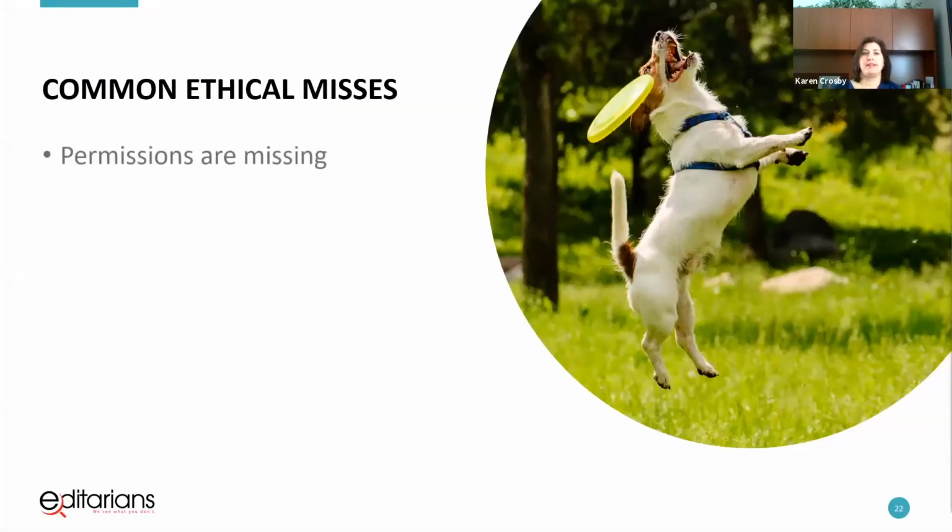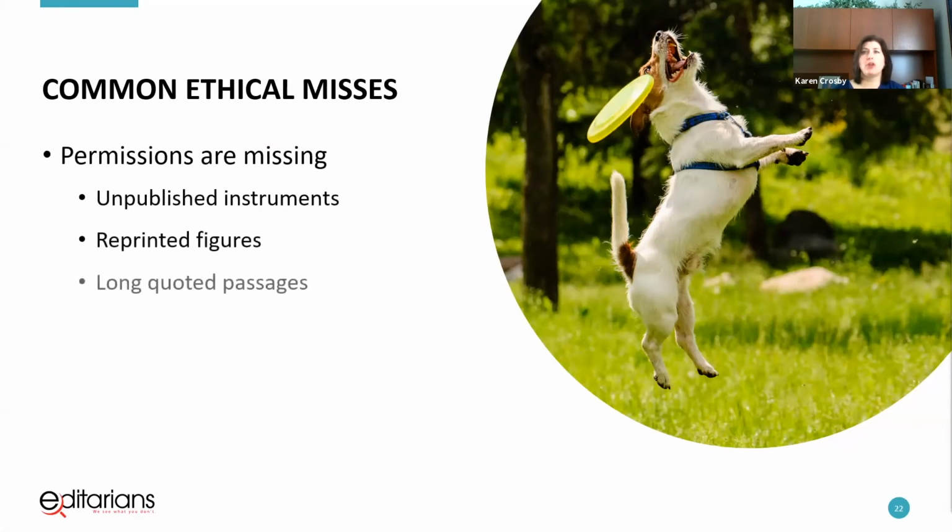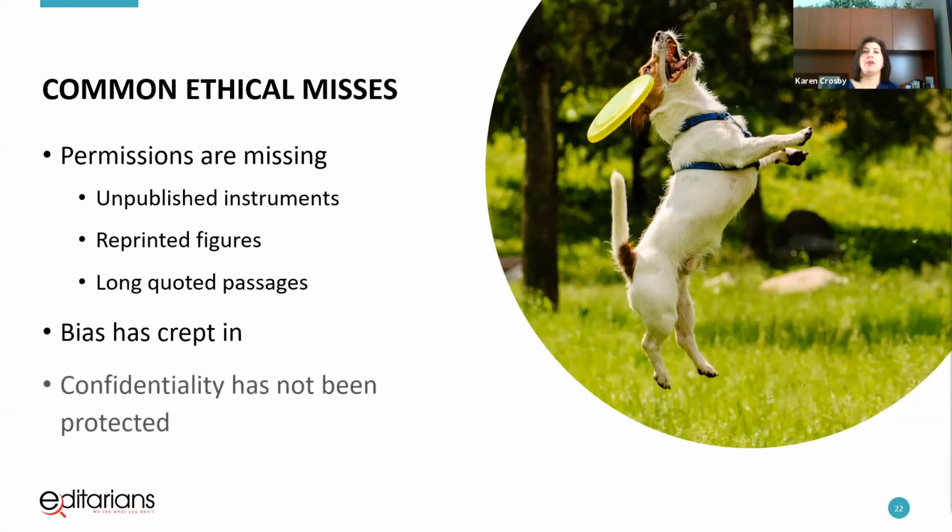Common ethical misses include not knowing that you need permission to reprint a figure or to quote a long passage. Maybe you thought it was sufficient to simply cite the source, and it's not. It's easy for age, gender, racial, or other bias to creep into the writing. Or you've not adequately protected confidentiality. Have you given away identifying information that's supposed to be disguised?